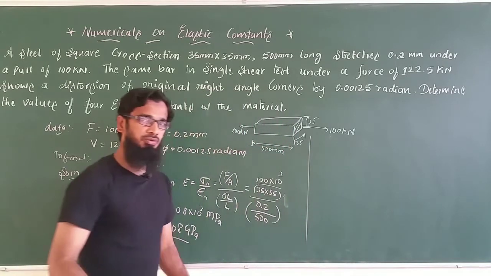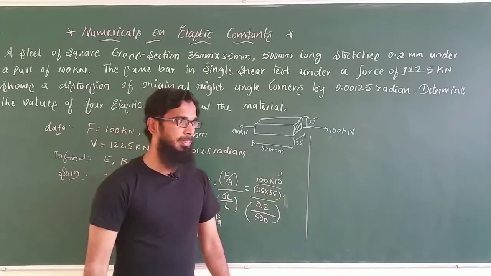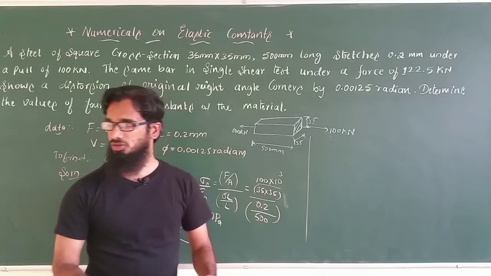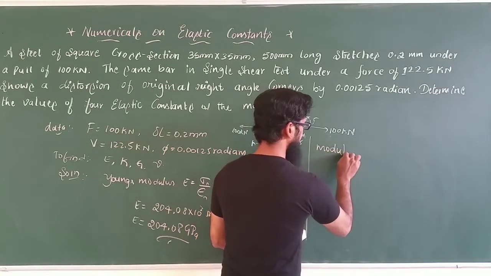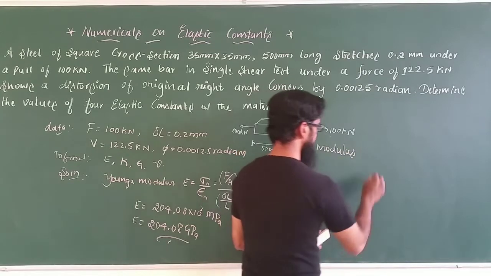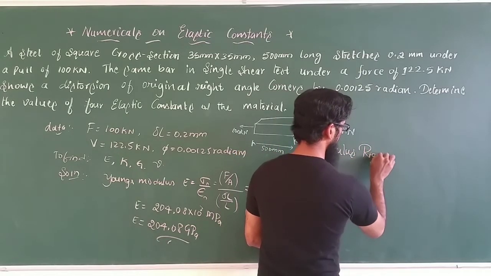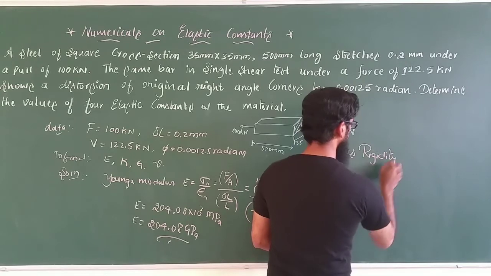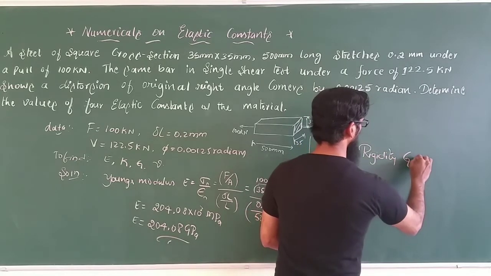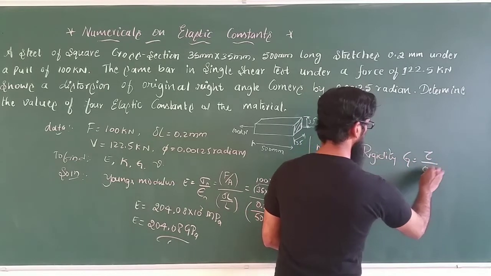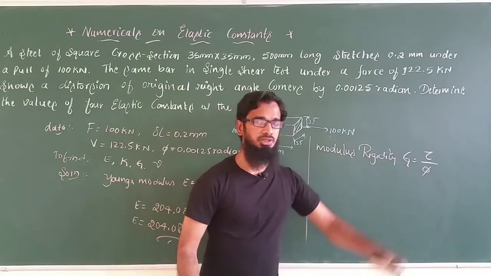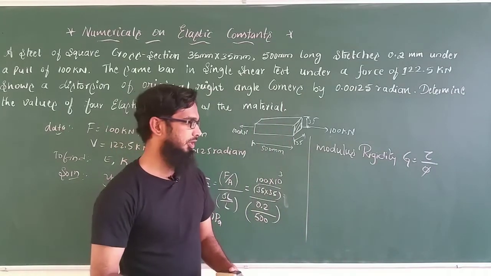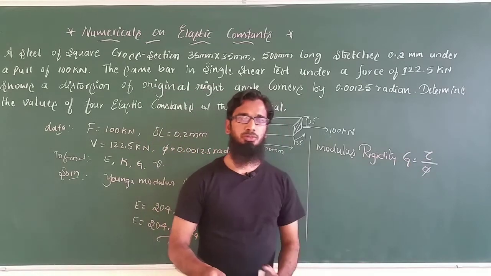Okay, the next thing we'll go for the other terms. We'll find out the modulus of rigidity, because some data he has given for the modulus of rigidity. So we'll consider the modulus of rigidity. G is equal to the ratio of shear stress by shear strain, that is tau by phi. He has directly given the phi, that is 0.00125 radians. The only thing we have to find out is the shear stress.